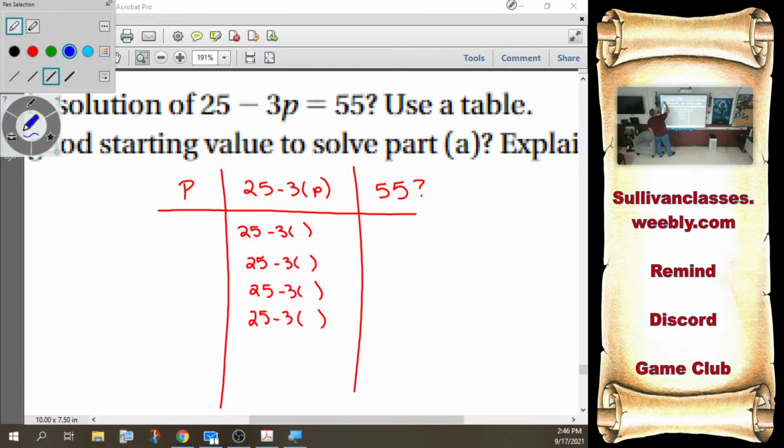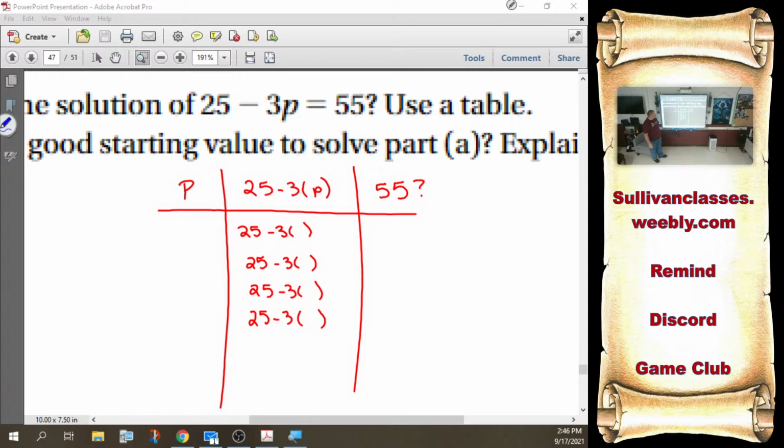So I just start guessing numbers. And I say, well, I'm going to try, I don't know, a 10, just for grins. No, it's not. Because last I checked, 25 minus 30 is a negative 5. So I'm going in the wrong direction here, right?